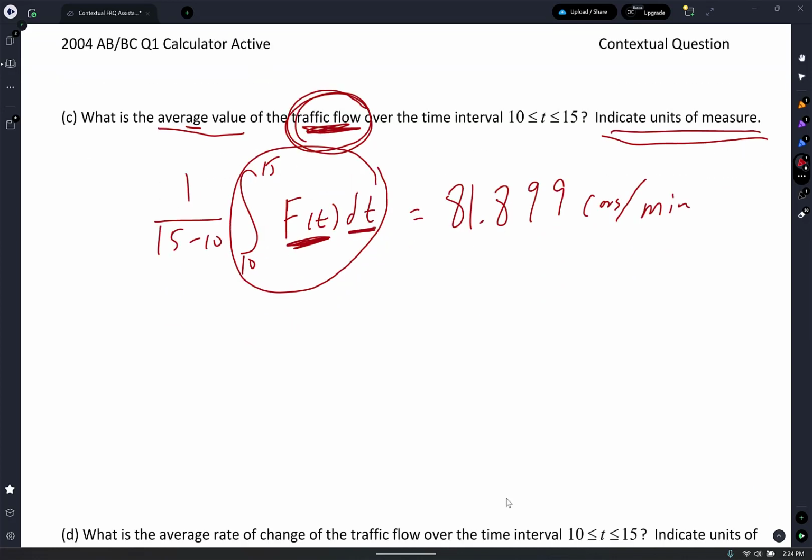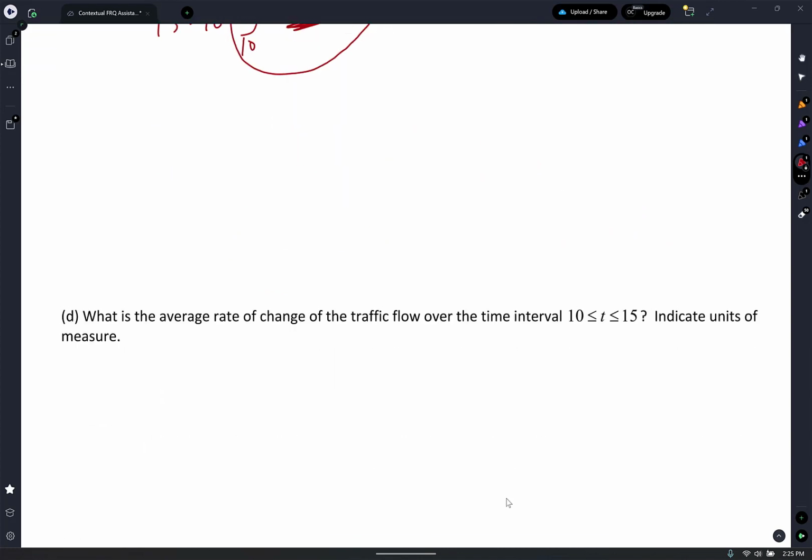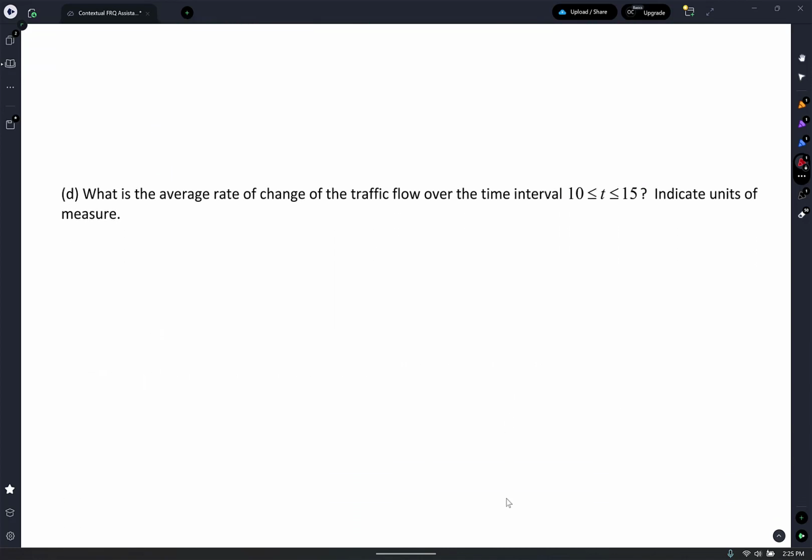All right. Now let's see about letter D. I need everyone's focus on letter D. Relax. Let's go slow. What is the average rate of change of the traffic flow over the time interval 10 to 15? Indicate units of measure. Okay, time out. What is the average rate of change? There are two ways to look at this. Rate of change starts with the letter D, it's like saying derivative. So what is the average derivative of traffic flow?